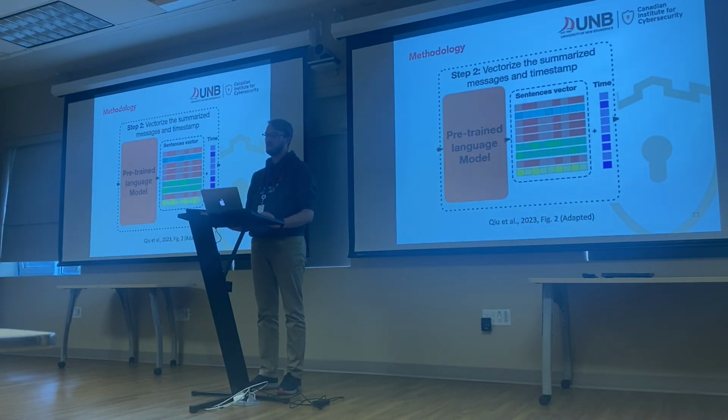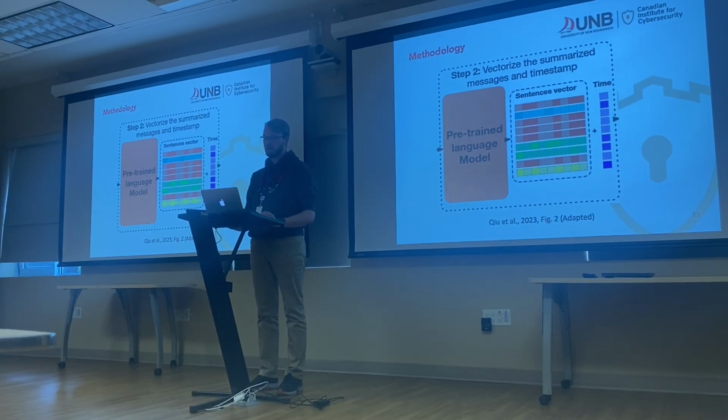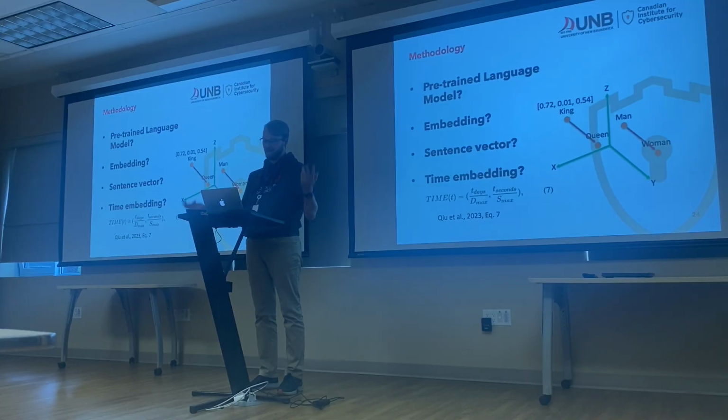Step two is going to be vectorize summarized messages and a given timestamp. So for each document, we're going to have its text, and then we're also going to have a timestamp. And we're going to basically push whatever summarized text we just received through this pre-trained language model. But what actually is a pre-trained language model? What's an embedding? What's a sentence vector? What's time embedding? What are all these things?